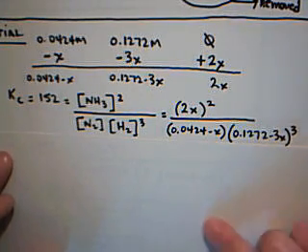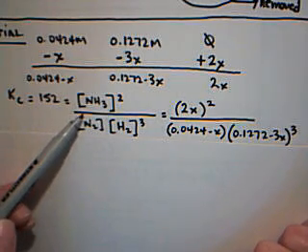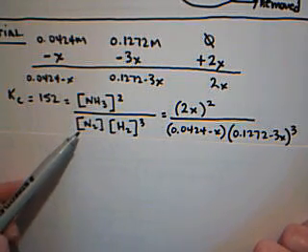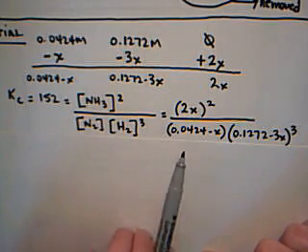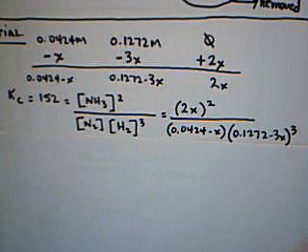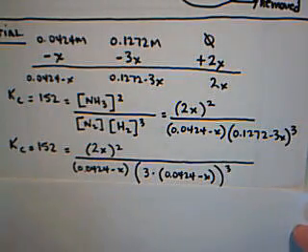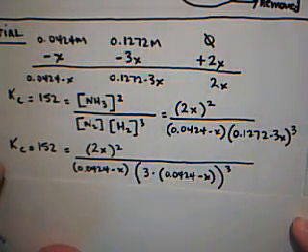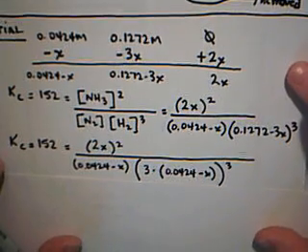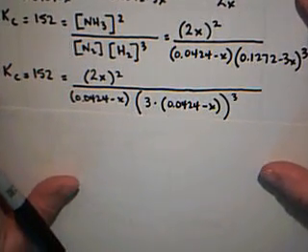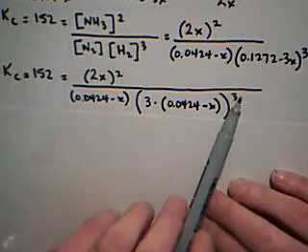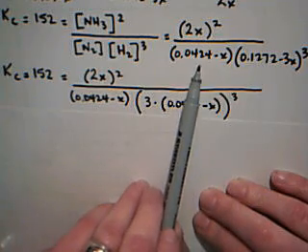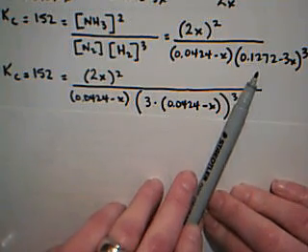It's equal to 152. That was given. The ammonia gas concentration squared over N2 times the concentration of H2 cubed. And I fill in what I know. Now here's where it gets a little bit funny. We could do this out the very long way, and it would be, well, very long. Or we just happen to recognize that 3 times 0.0424 is equal to 0.1272.